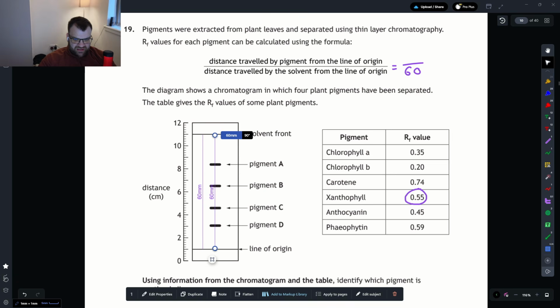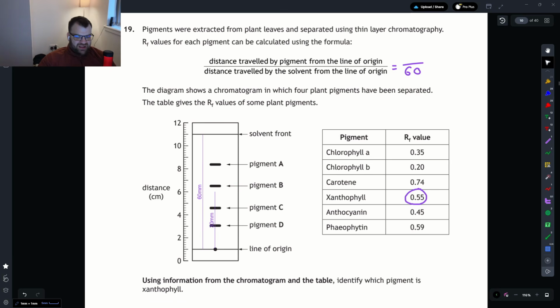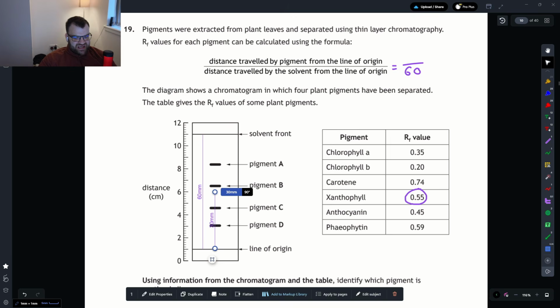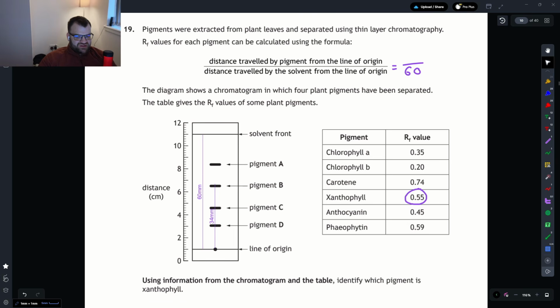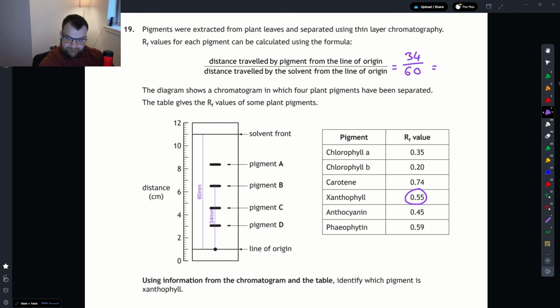One of the things that can help narrow it down, I would say, is, well, if it was 0.5, that's halfway, which in this diagram would be at 30. It's 0.55, which means it's past the halfway line. So that one is looking pretty decent to me. And then when you take your calculator and type in 34 over 60, that comes out as 0.57 is what I've got in there.